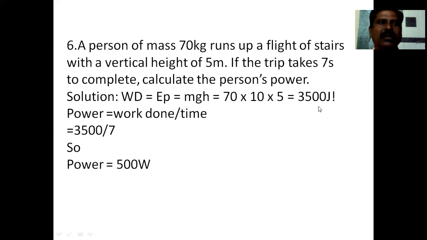So the work done by that person is 3,500 joules. Now you want to calculate the power. Power is equal to work done divided by time. Therefore, 3,500 divided by 7 will give you 500 watts. This is the power of the person. Okay. So with this, the entire chapter is completed. Thank you.